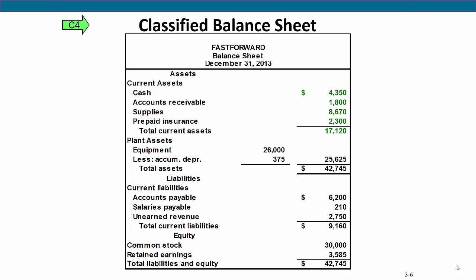Let's take a look here at how Fast Forward's accounts would appear on a classified balance sheet. A classified balance sheet separates the assets into current and long-term, or in this case, the only long-term asset is a plant asset category. It also separates the liabilities into current and long-term liabilities. Fast Forward only had current liabilities. When data is presented in a classified format such as this, it makes calculation of key ratios easier.